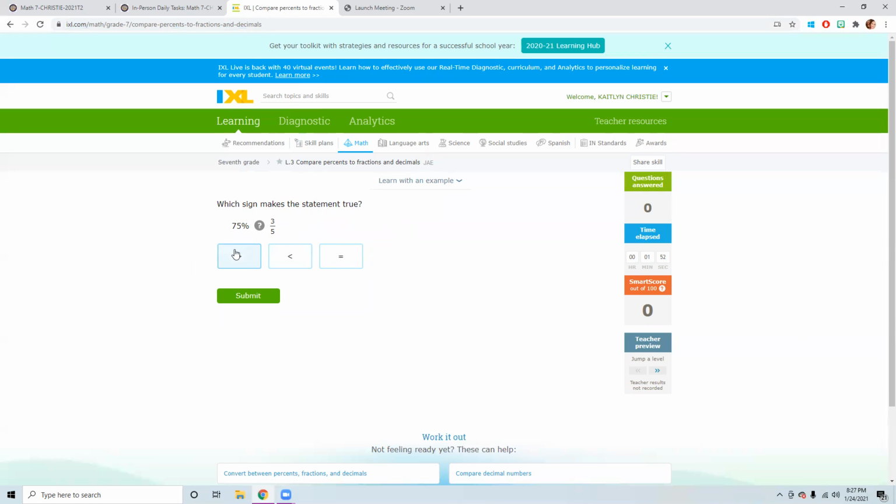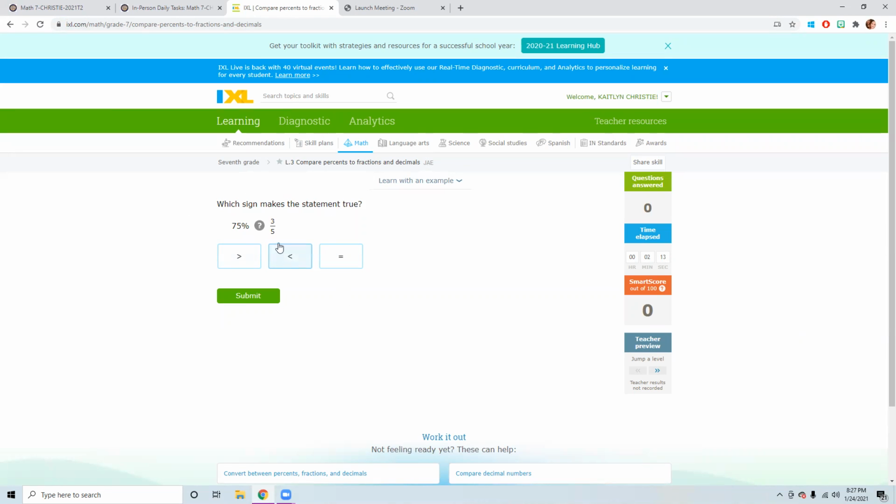As you should remember, this is a greater than sign, this is a less than sign, and this is an equal to sign. So if the number on the left is bigger than the number on the right, you're going to use this one. If it's smaller on the left and bigger on the right, you're going to use this one. And if they're equal to each other, you're going to use that one.